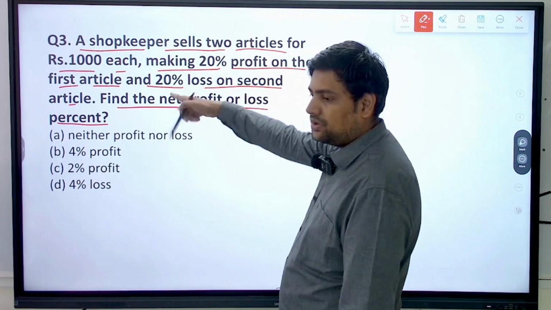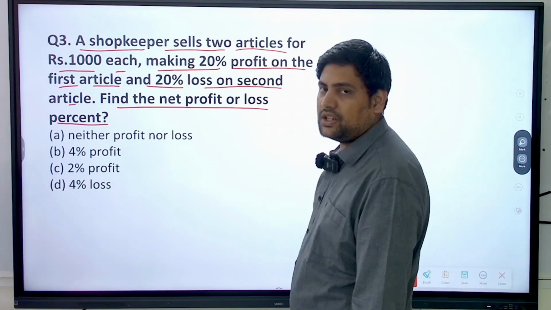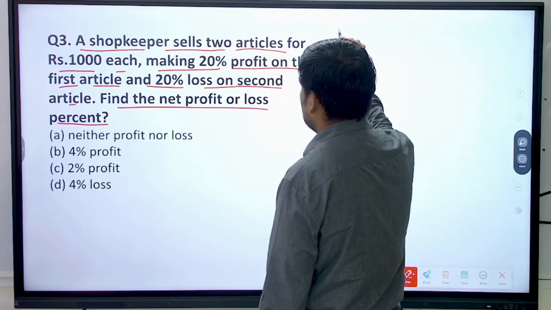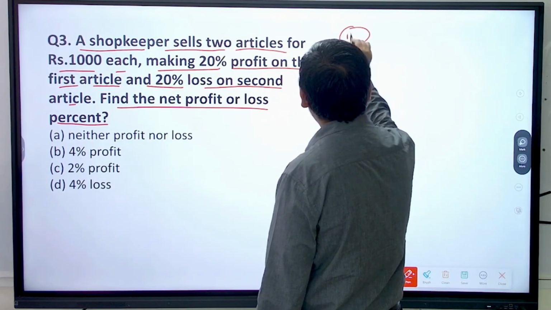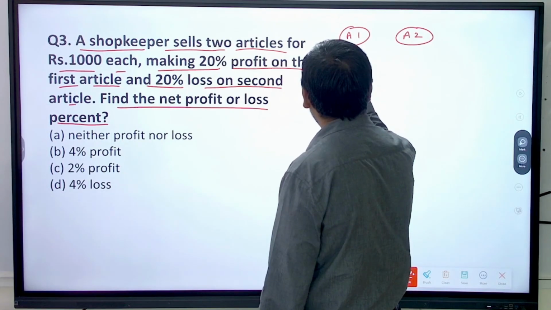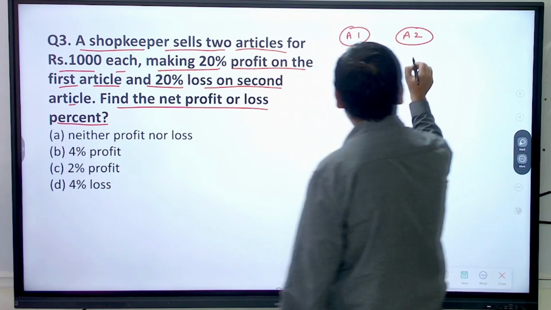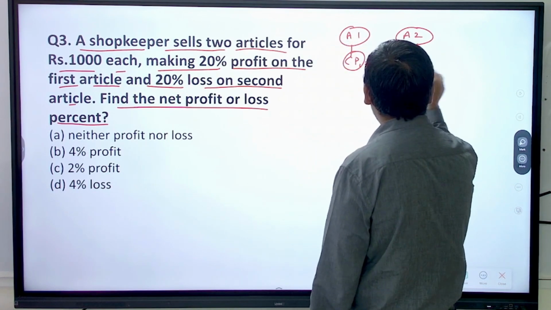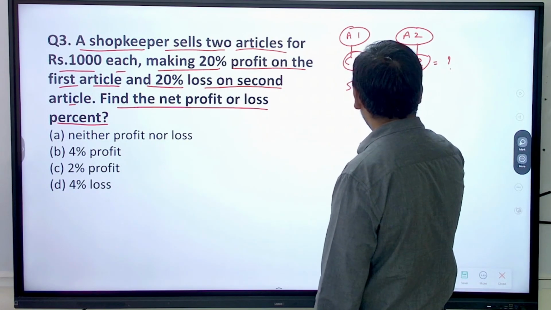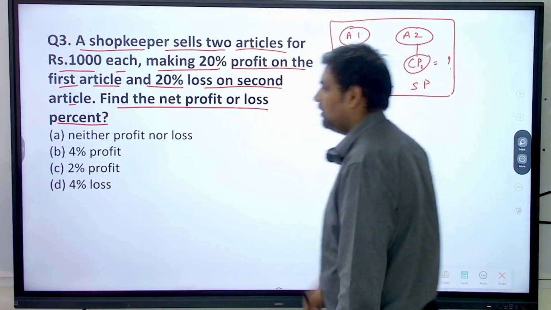Now, he is selling both of them at the same price, 1000 rupees. There are two articles. This is article 1, this is article 2. The cost price of article 1 we don't know, the cost price of article 2 also we don't know, but the selling price of article 1 and the selling price of article 2 is the same. This is what the question says.